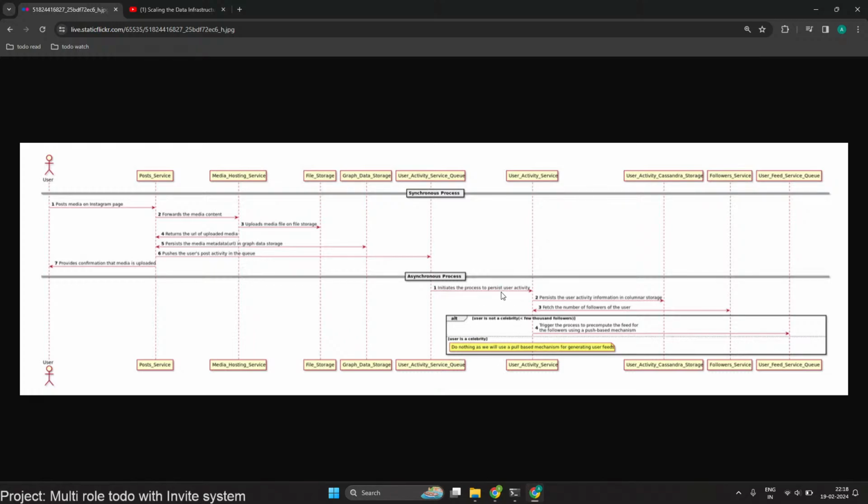Initiate the process that processes the user activity information, columnar storage activity, Cassandra storage. Fetch the number of followers of the user from the follower service. If the user is not a celebrity, with a few thousand followers, trigger the process to pre-compute the feed of the followers using a push-based mechanism. If the user is a celebrity, do nothing, as we will use a pull-based mechanism for generating the user feed. Trigger the process to pre-compute the feed. Send it from here to the user feed service.